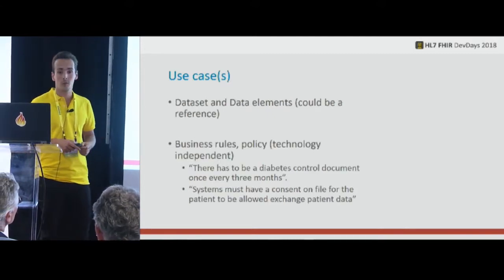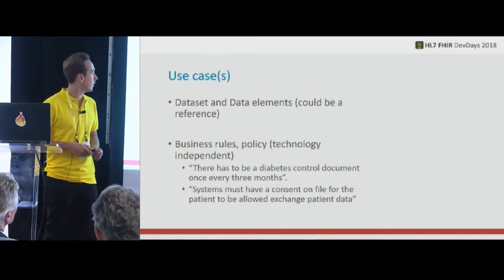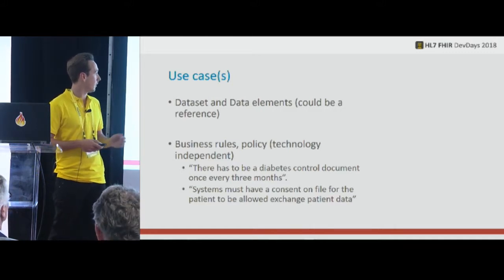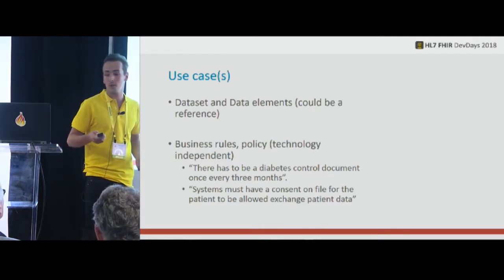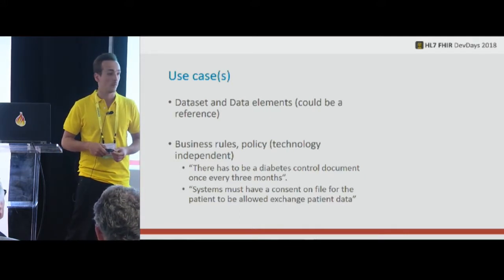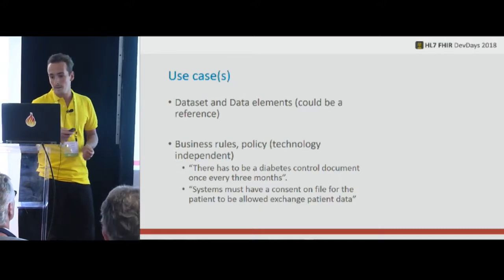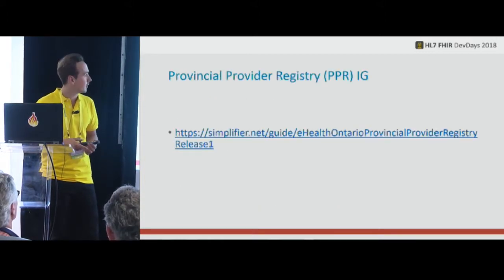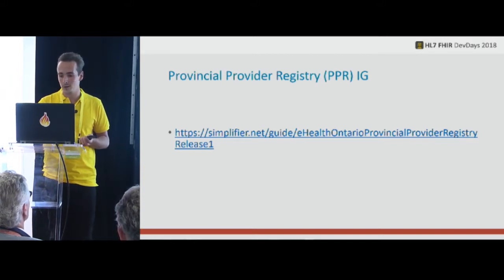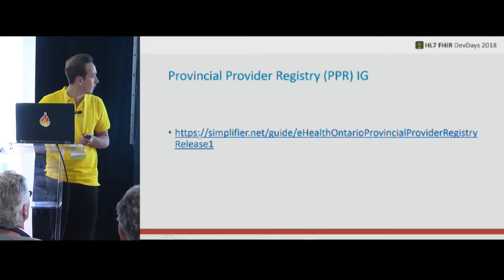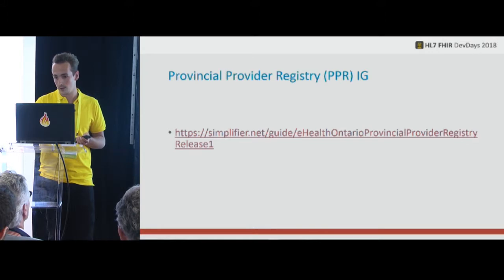Further, here in the functional description, you can also already refer to the data sets or data elements that are included, and you would describe with text the business rules that apply. So for example, a system must have a consent on file before data can be exchanged for a patient. So you will describe this. I will demonstrate this for the Ontario Provincial Provider Registry to show how they did this.